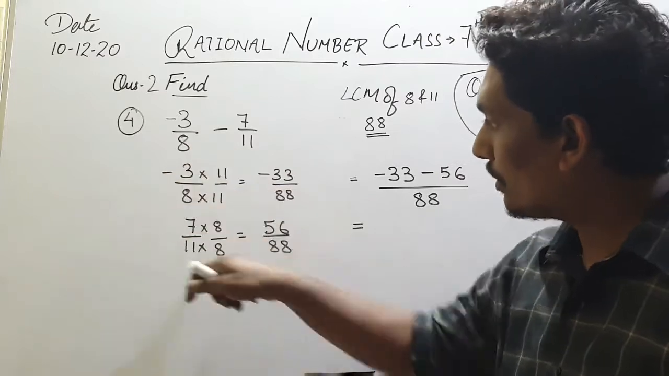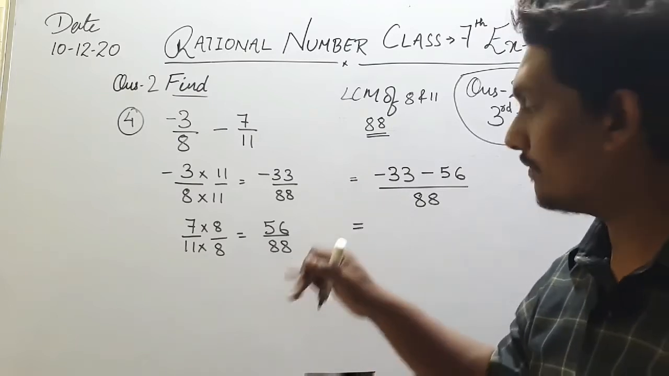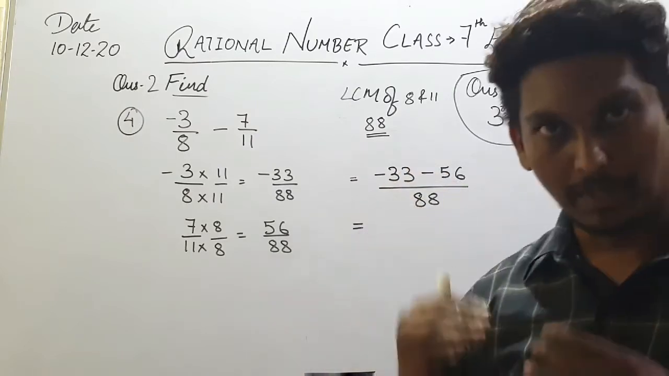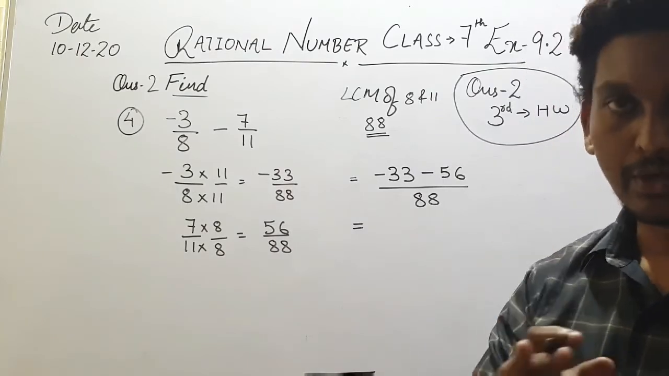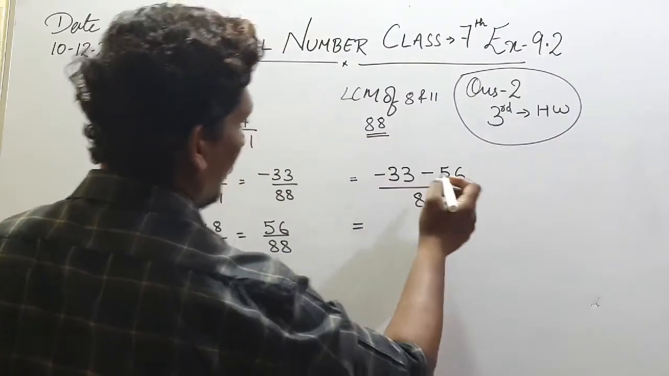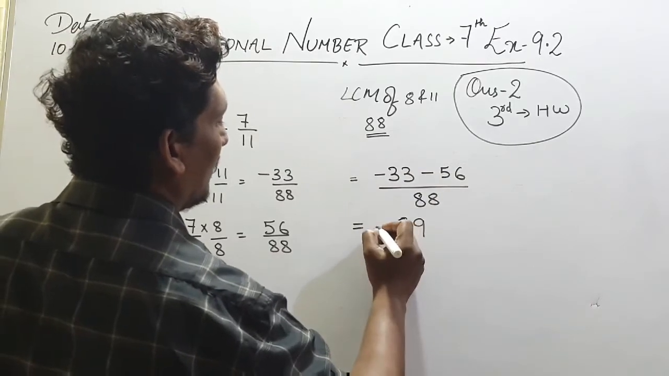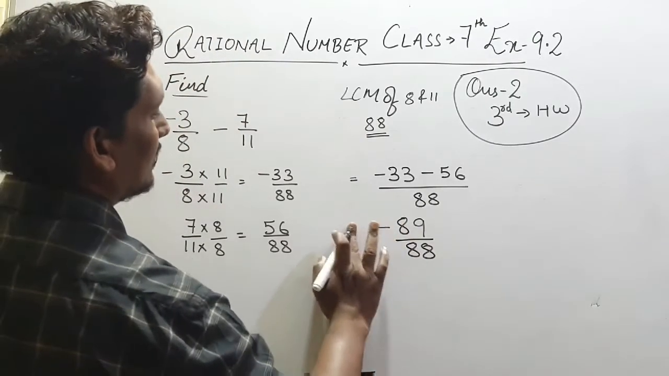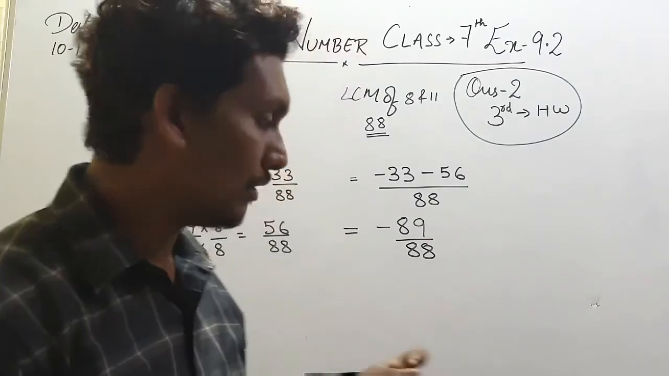Okay, so after doing all these things, after making the denominator the same, this is minus 33 and this is minus 56. Now this minus and this minus will become plus, but in the final answer you have to put the negative sign. Okay, so 6 plus 3 is 9, 5 plus 3 is 8, minus 89 upon 88. So this is the solution for this question. Okay, hope it is clear to you.